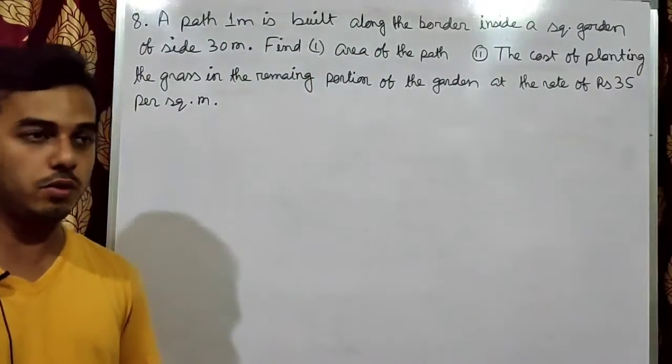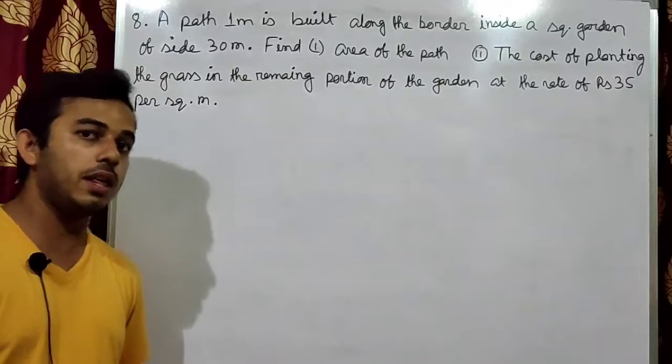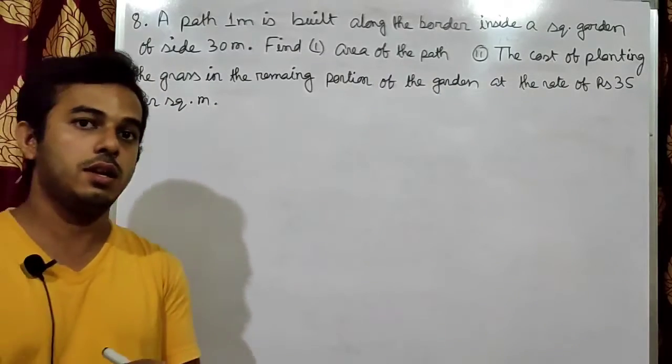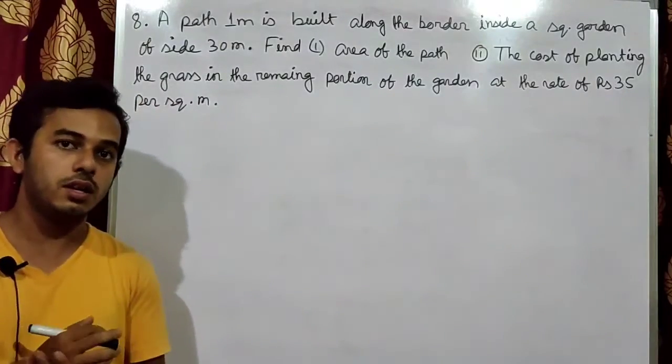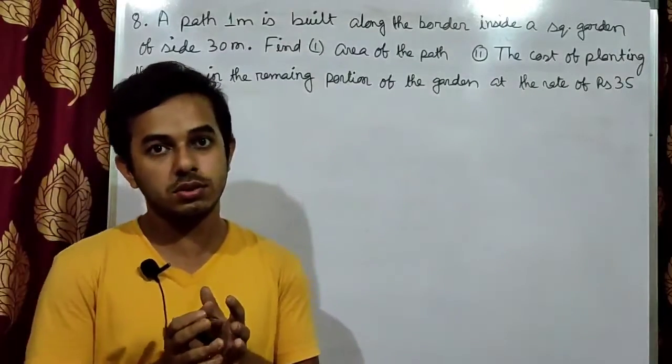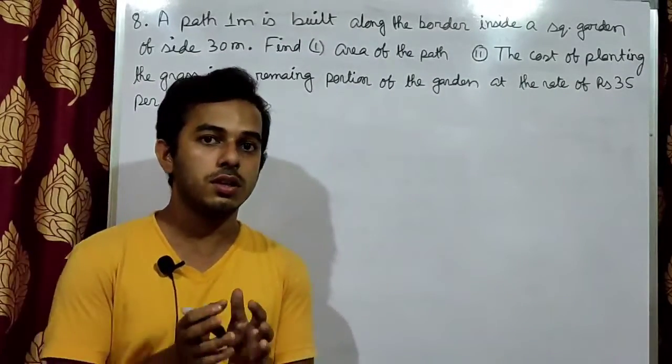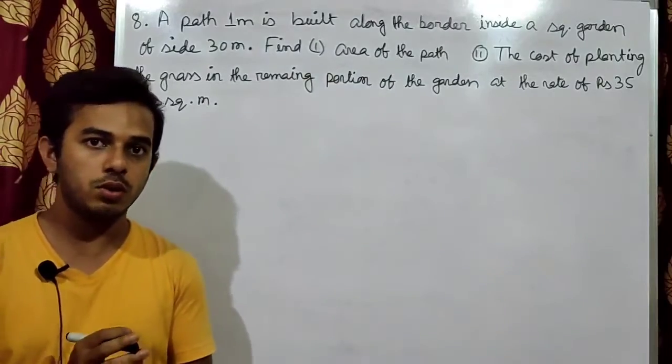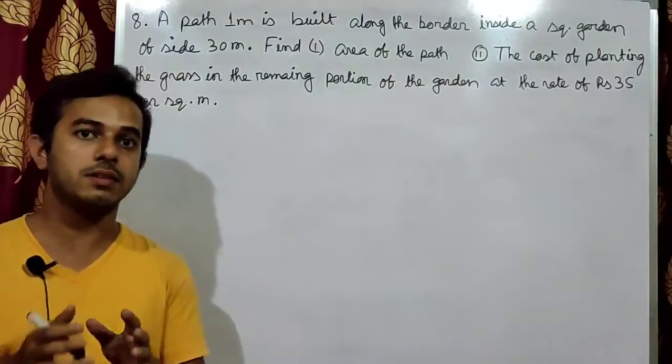So here we are with our next question, that is question number 8. Here the question is based on a garden. Consider you are a gardener. You have a square garden whose side is 30 meter, right? Now you want to plant trees.